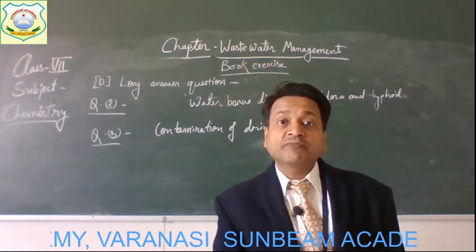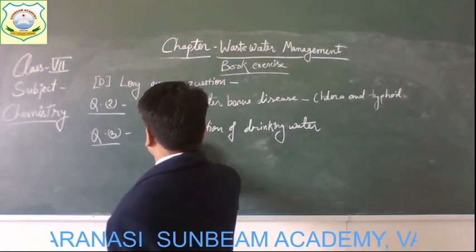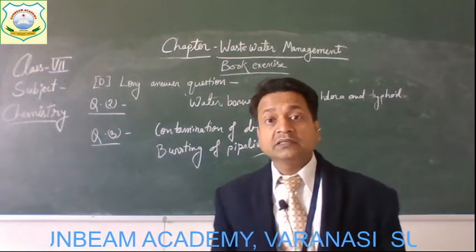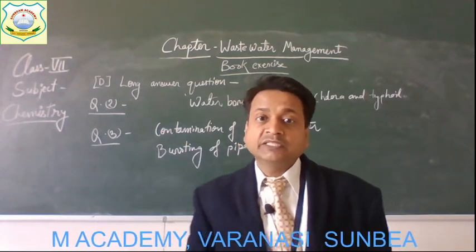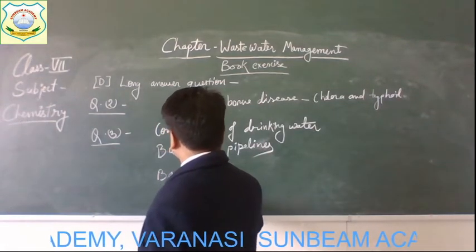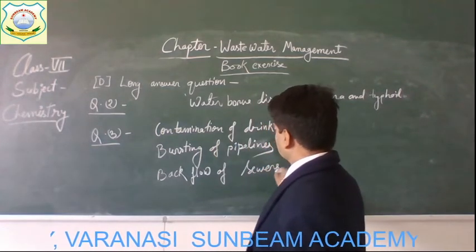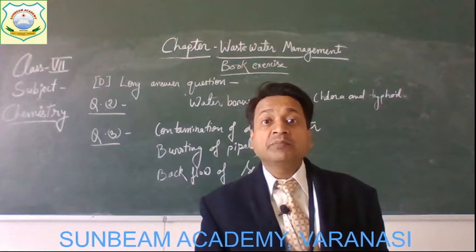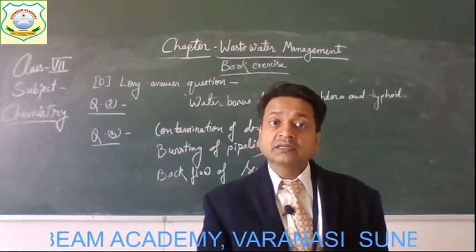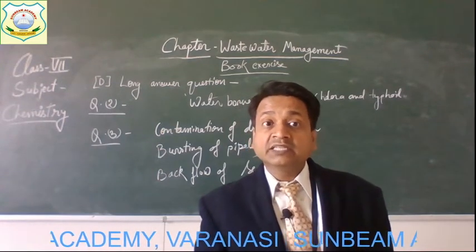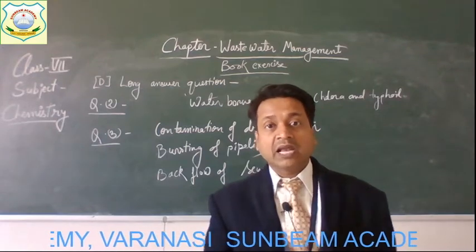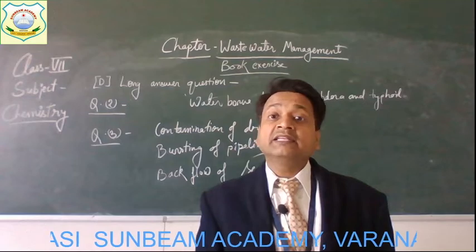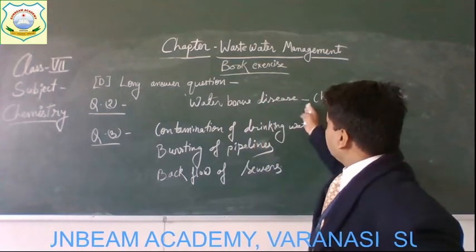Second problem, the bursting of pipelines. And the next one is backflow of sewers. So these are some of the problems that can arise if a proper storm water drainage system is not present. And it is dangerous for public health and property. Also, the contamination of drinking water can spread waterborne diseases like cholera and typhoid.